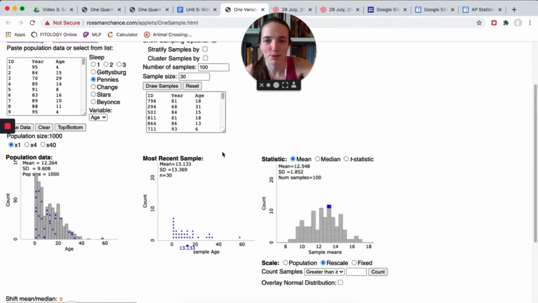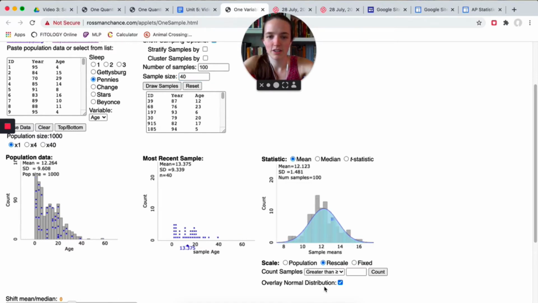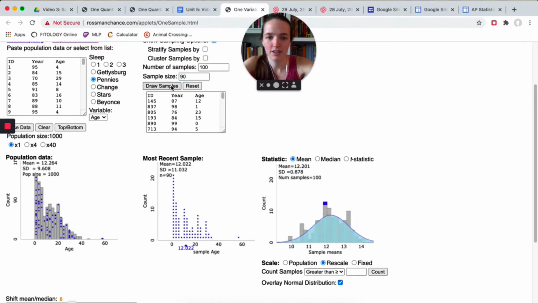So here I have a sample of size 30. You can see it's pretty normal. I'm just going to keep upping that for you. 40, pretty normal. 50, pretty normal. Let's go 90. Actually not as good as I expected.